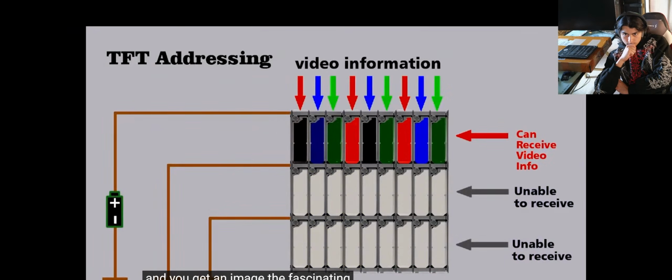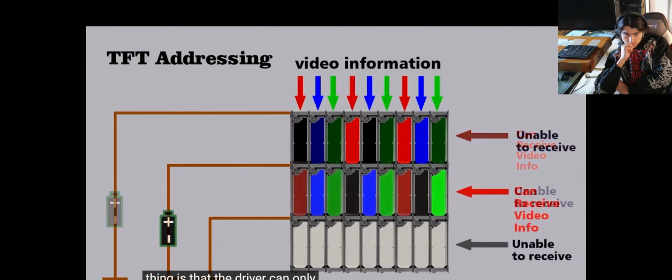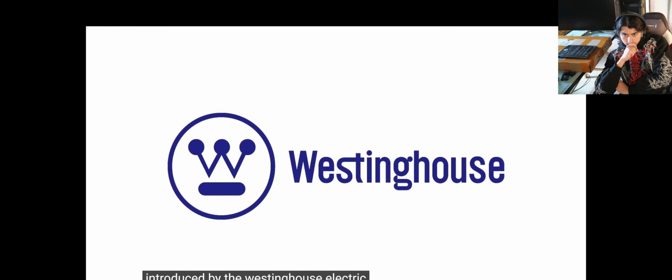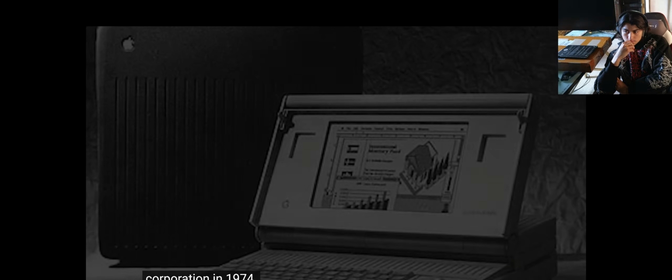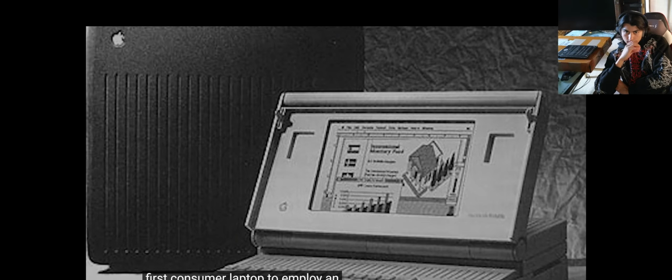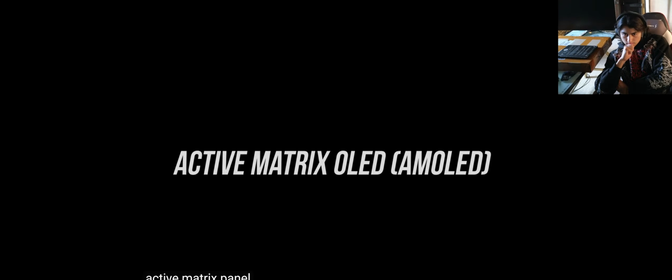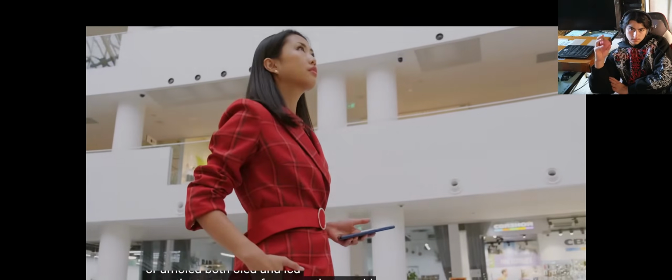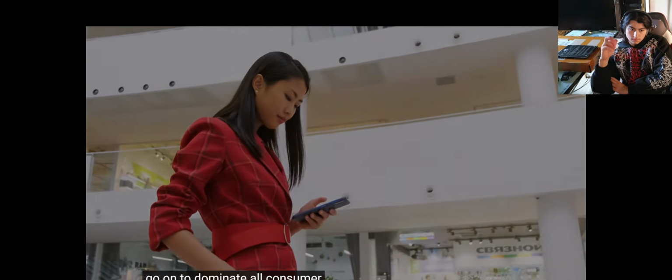The fascinating thing is that the driver can only control one row at a time, but the speed at which the rows are able to update is so rapid that our eyes perceive it as one complete image. This technique is called an active matrix display and was first introduced by the Westinghouse Electric Corporation in 1974. The Macintosh Portable in 1989 was the first consumer laptop to employ an active matrix panel. OLED screens that use an active matrix are called active matrix OLEDs, or AMOLED. Both OLED and LCD were the 2 types of screens that would go on to dominate all consumer technology displays.